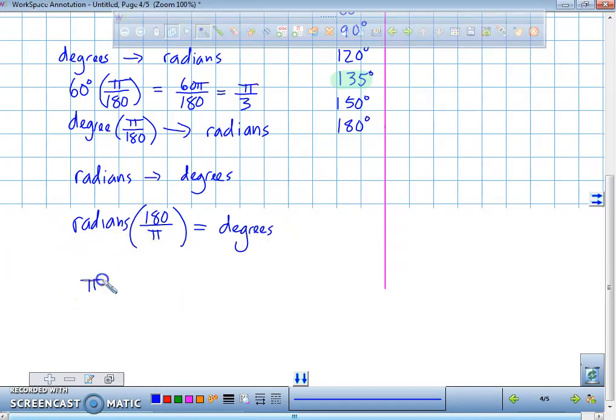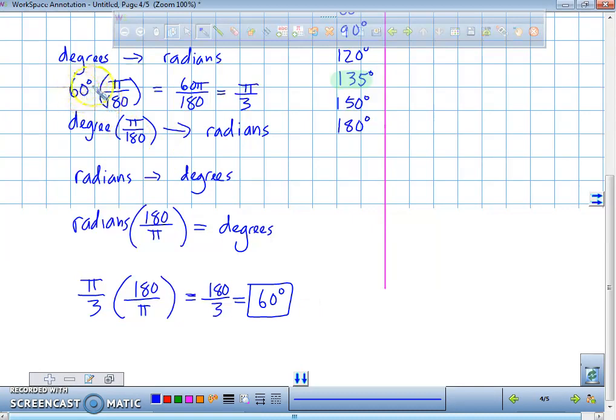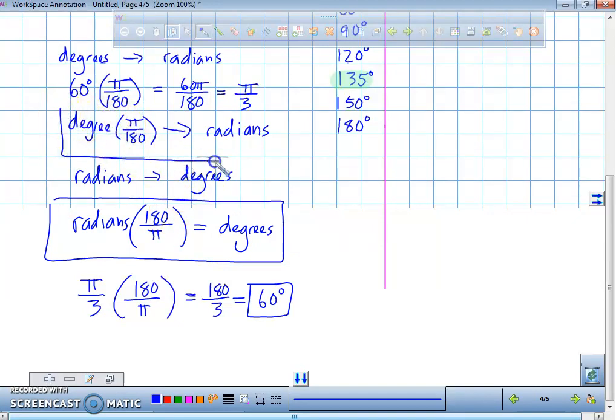So if I had pi over 3, and I multiply that by 180 over pi, these pi's would cancel out, and I'd be left with 180 over 3, which equals 60 degrees. So if I plug in 60, I get pi over 3. If I plug in pi over 3, I get 60. So what are the two formulas you need to know? Radians to degrees, multiply it by 180 over pi. Degrees to radians, multiply it by pi over 180.